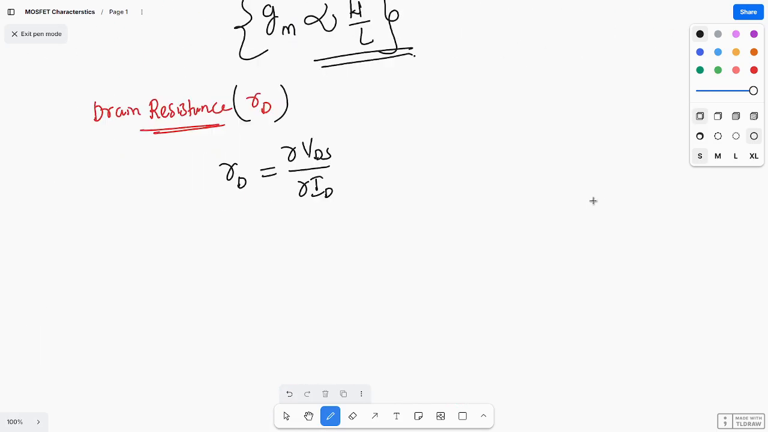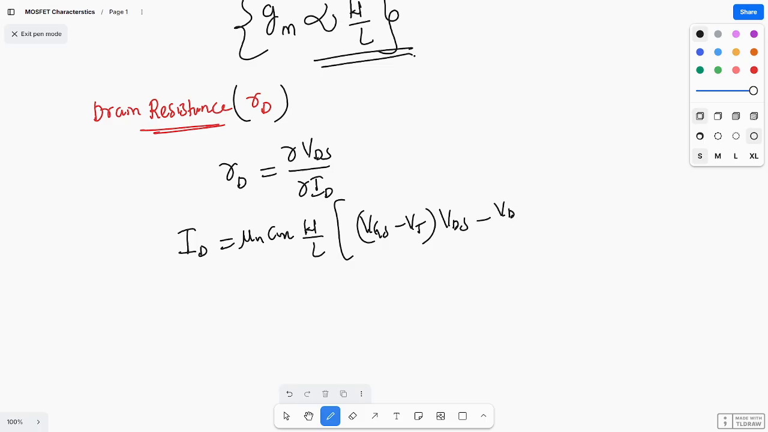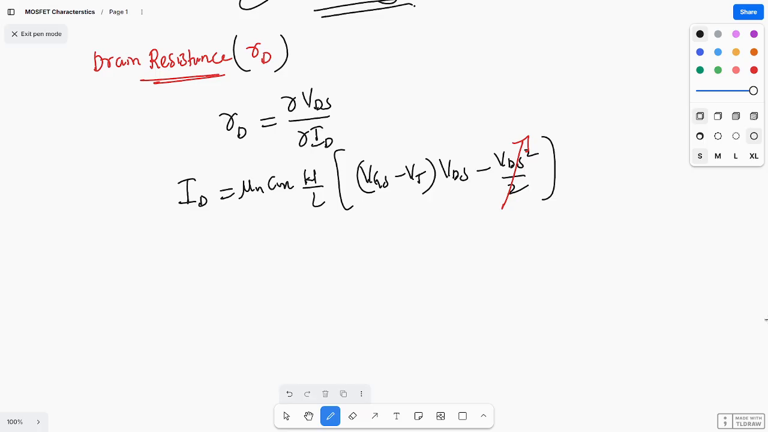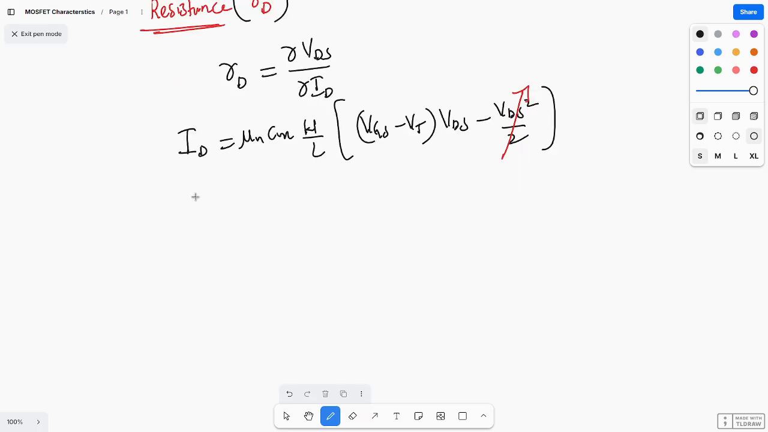So ID equals mu n COX W by L (VGS minus VT) into (VDS minus VDS square by 2). In this equation, as this term is very small, I am neglecting it. After neglecting, I am approximating the ID current.